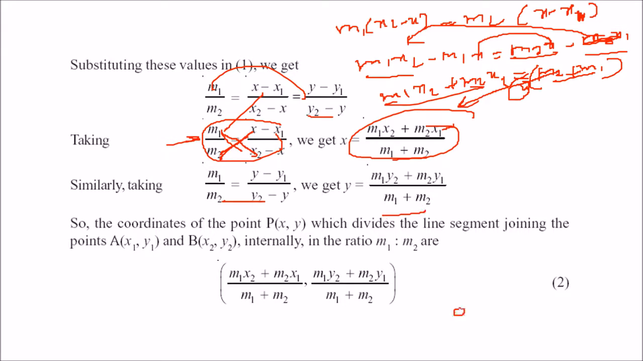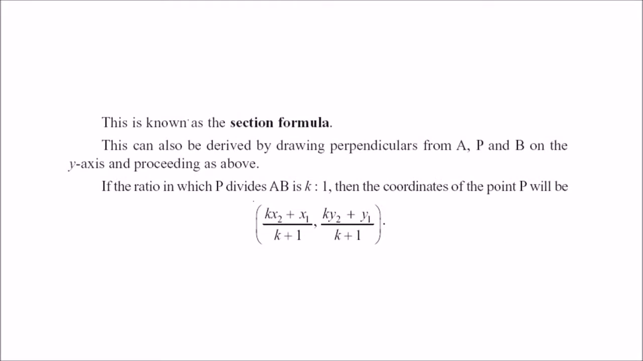So if you have 2 points X1 Y1, X2 Y2, and a point XY divides this line in ratio M1 M2, then X will be M1 X2 plus M2 X1 by M1 plus M2, and Y will be M1 Y2 plus M2 Y1 by M1 plus M2. This is called the section formula. And if this is M1 is to M2, you want to take divided by M2 both sides. So this is M1 by M2 is to 1.